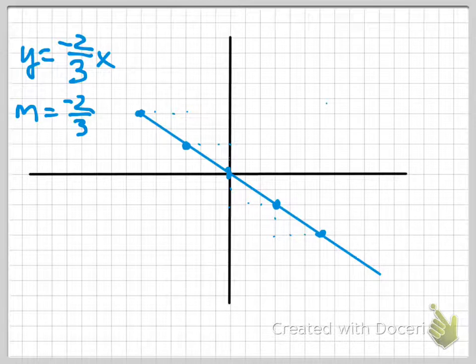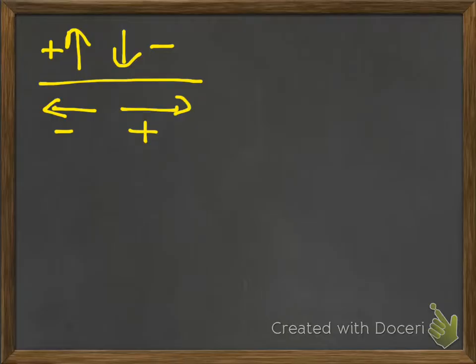So what we can see here is that with your slope, the top fraction will tell you to go up or down. A positive number tells you to go up, a negative number tells you to go down. The bottom number tells you to go left or to the right. A negative number tells you to go to the left, and a positive number tells you to go to the right. So that's something that might be useful to put onto a note card.